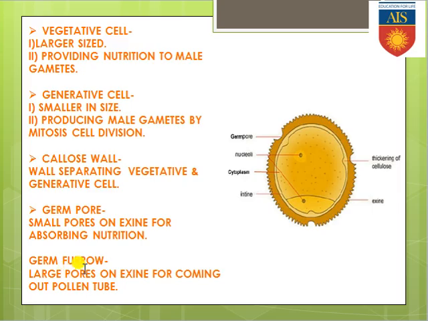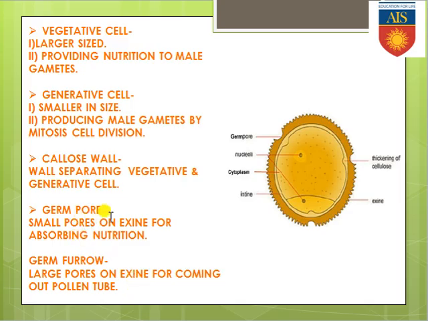Next, another porous structure is present, the germ furrow. Keep it in your mind, compared to the germ pore, these pores are larger in size, the diameter is more. Also, the number of germ furrows will not be as many as the germ pores on the surface of the exine. Obviously the number of germ furrows will be less than germ pores. The germ furrow is present so that the pollen tube forming from the intine layer can come out through that structure, through the germ furrow.